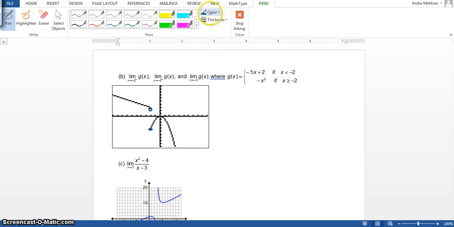Okay, so let's see what the limits are in this case. The limit of g of x as x approaches negative 2 from the negative side, from the left side, right? As I approach negative 2 here, it looks like my graph is going down to y equals what? 3. 1, 2, 3. It looks like it's going to 3.